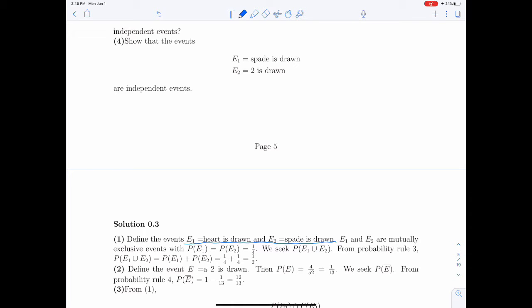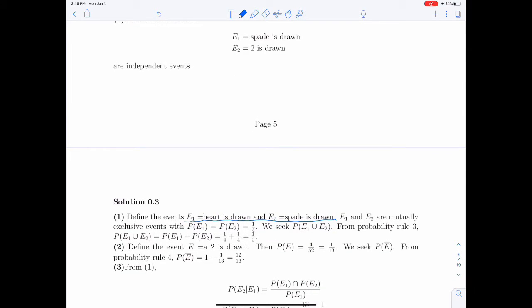So it's hard because sometimes people think "or" and "and" are the same, but "and" would imply that I drew a heart and then I drew a spade. But "or" is saying, did I draw either one or the other, which would be denoted by a union symbol. Since they're mutually exclusive, we can say they have an equal chance of happening.